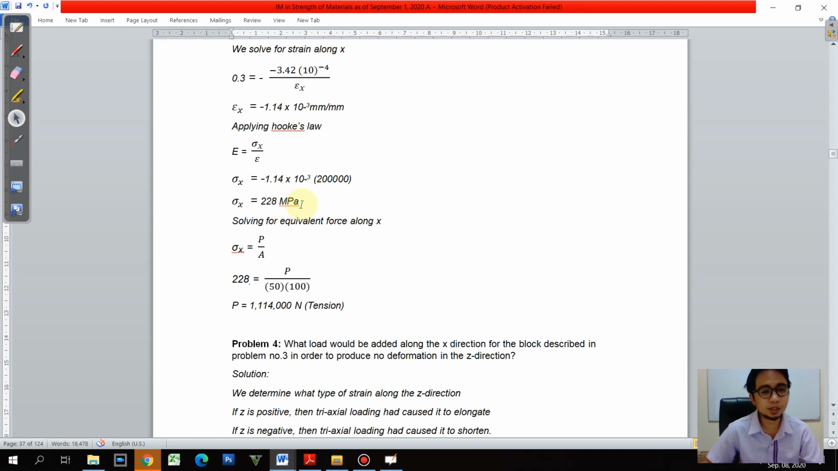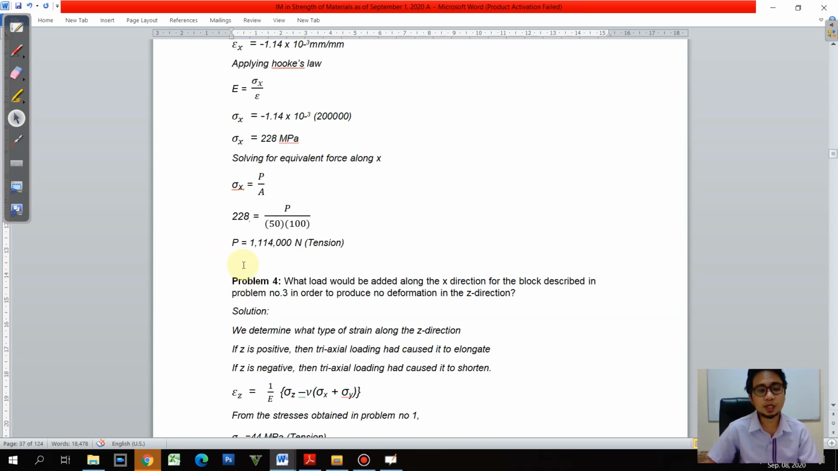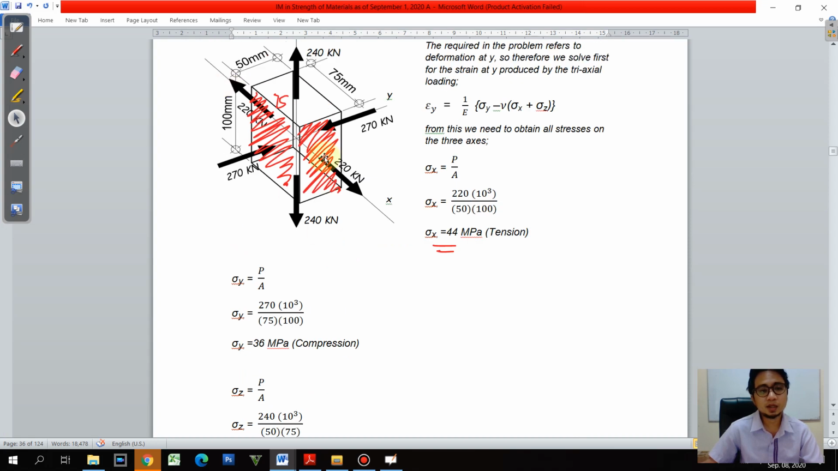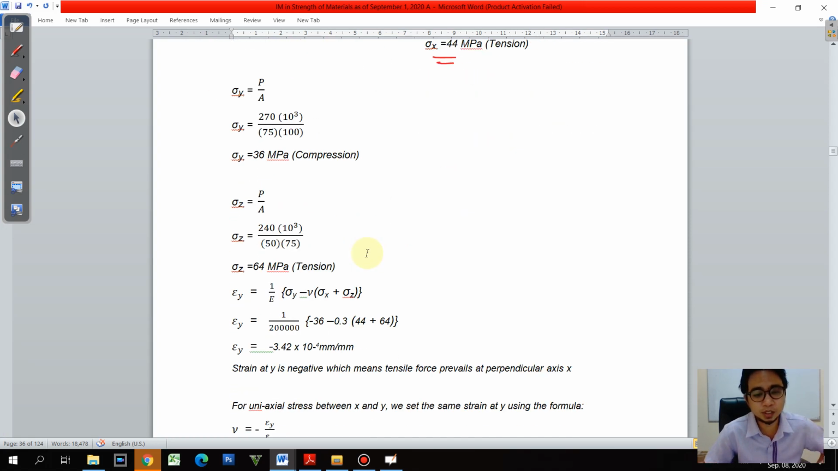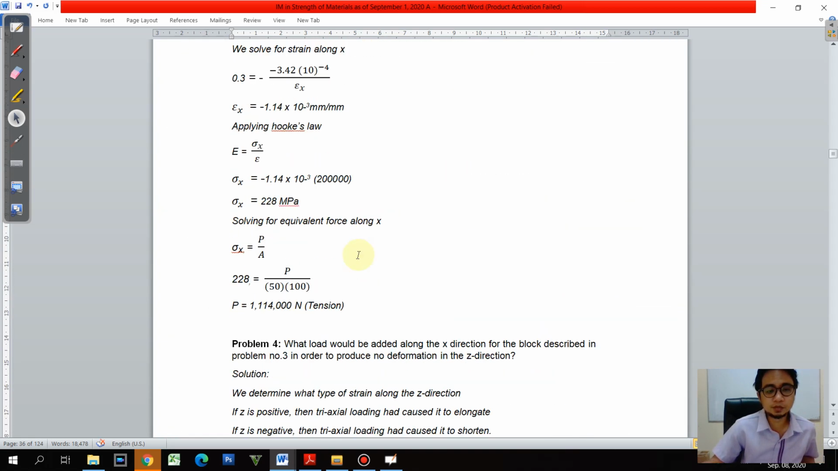Okay? 228 megapascals. So, if you know the stress, you can also find the force. So therefore, by cross multiplication, we have here 1,114,000 Newton, a tensile force to be applied along x, so that we can satisfy the same effect by these three forces along x, y, and z direction, or the triaxial loading. Okay? So that's it for number 3.